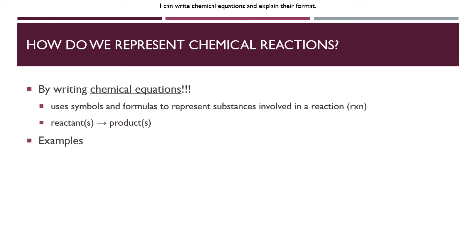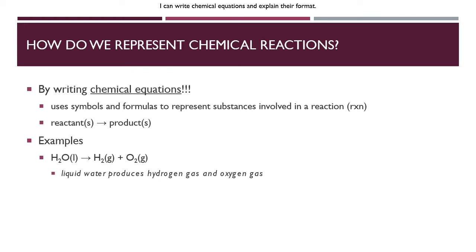So here are some examples of what we mean by that. In this one here, we have water. I can see that because it's H2O and it's in the liquid state because the letter L there is in parentheses, and we're forming hydrogen and we're forming oxygen. So if we were to write this reaction in a sentence, we might write something like liquid water produces hydrogen gas and oxygen gas. Now do note it is H2 and O2 because those two are diatomic.